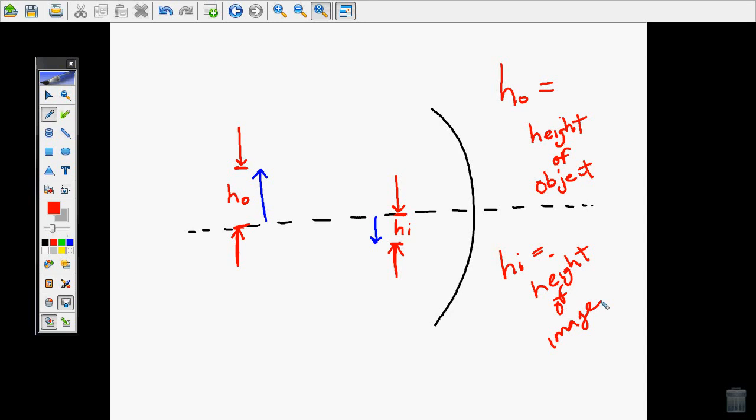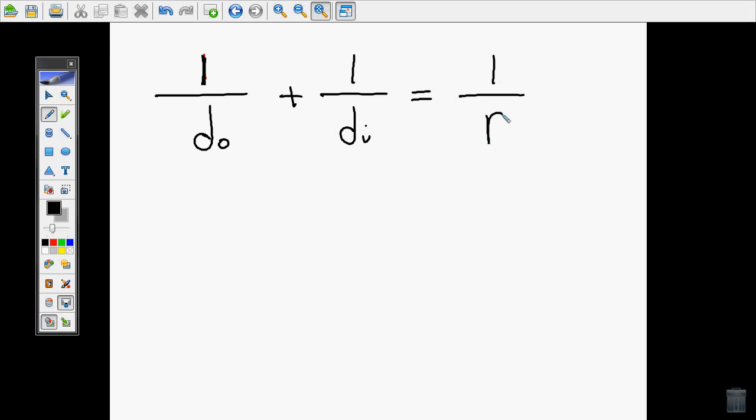So then finally we have our equations. One over the object distance plus one over the image distance equals one over the focal length. And it works for all cases of concave and convex.